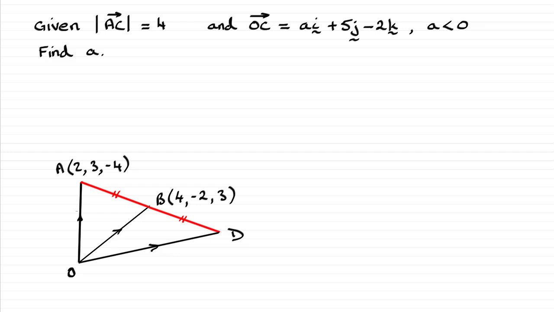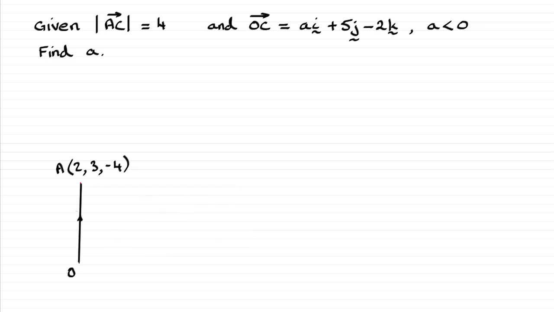Okay, so for this part of the question then, we have been given the vector OC in terms of this value a, where a is less than 0, and also given that the modulus, the distance from A to C, is 4 units, so we've got to find a. Now in the previous question we had this diagram, and really we don't need the majority of this. All we need is the vector OA. So I'm just going to remove that, and that will leave us with the vector OA.